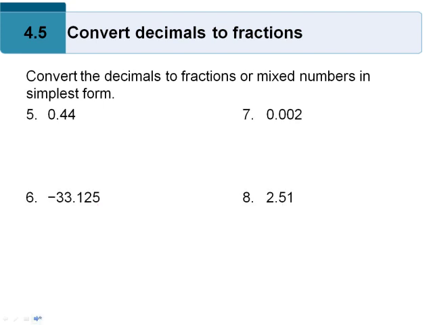All right. So now let's see. Here we're going to do some more. Convert the decimals to fractions or mixed numbers. Okay, so it could be either one. It could be a fraction or a mixed number. So if we have 0.44, we're going to put 44 as our numerator over 100 because we have two digits behind the decimal point. So 44 and 100, I can reduce that by 4. 4 will go into both of those. Okay. And that's going to give me 11 on top, and 100 divided by 4 is 25. So there's my fraction.